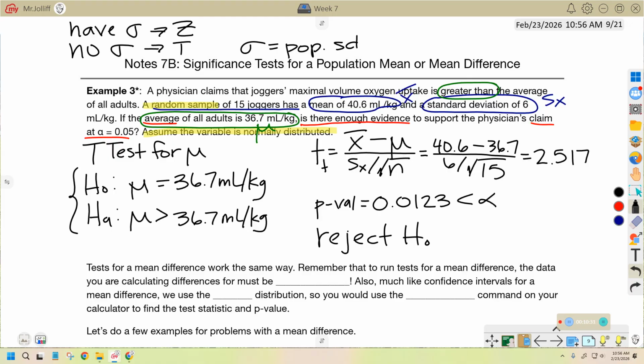So in this case, the answer would be: because our p-value of 0.0123 is less than alpha 0.05, we reject the null. There is convincing evidence to support the physician's claim that joggers' maximal volume of oxygen intake is greater than the average for all adults.